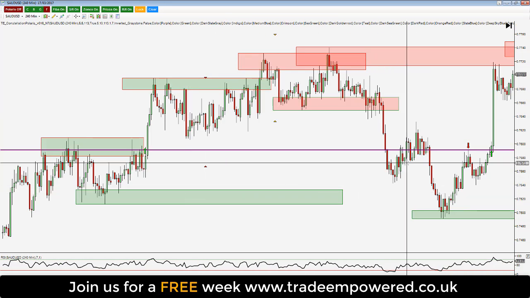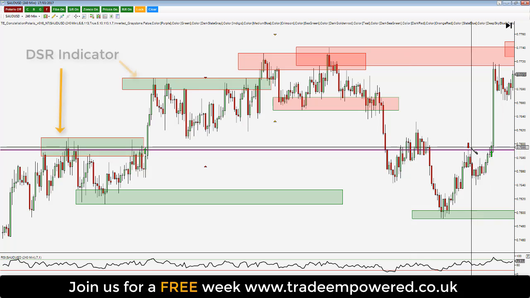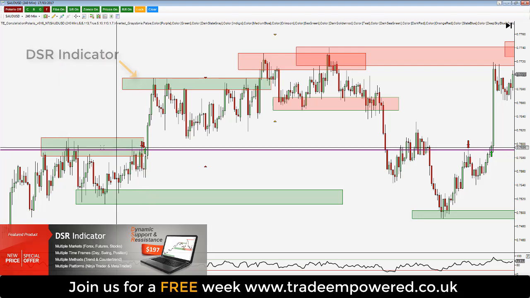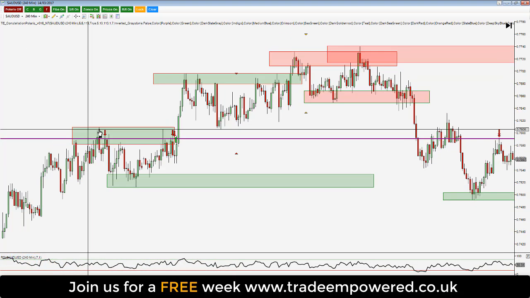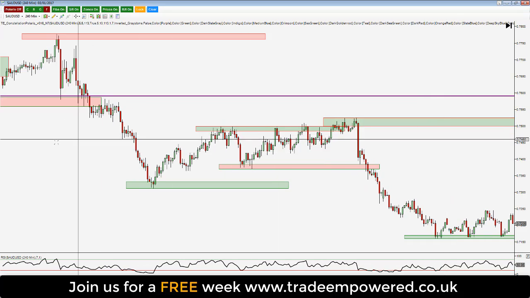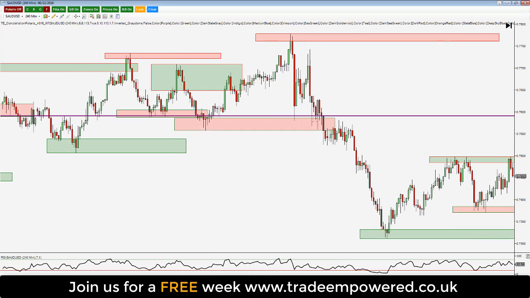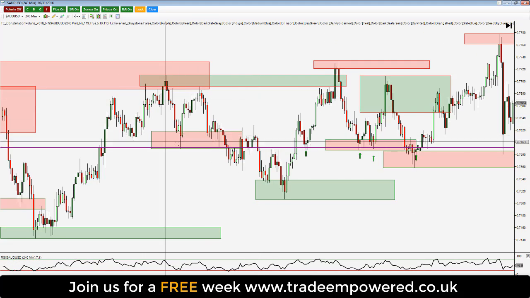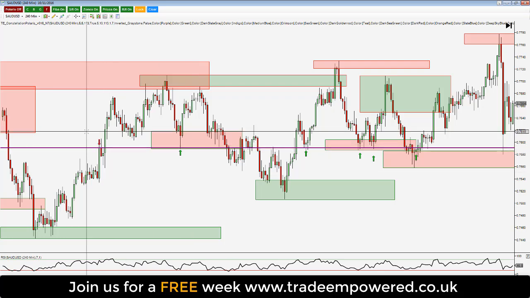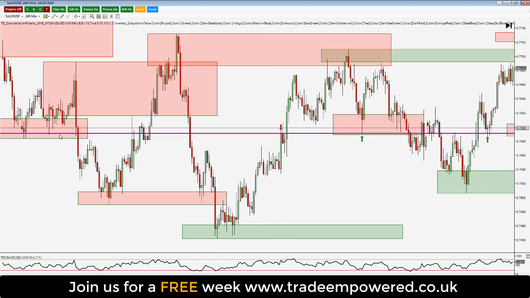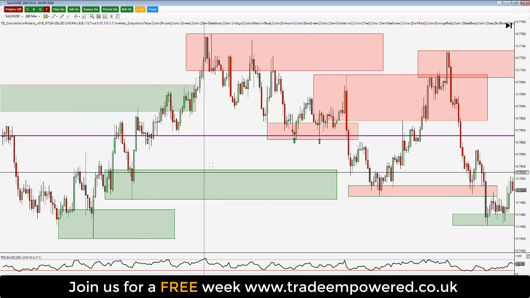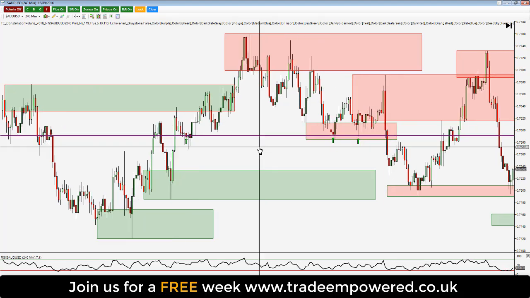Now you can see if we look left here, it was respected here, right? Respected here, here, here, respected, respected. Let's go back even further and look at this. Support, support, support, support, right? Support, support, resistance, and it goes on and on. Do you consider this a major level of structure? Well, my answer would be yes, this is a major level of structure.